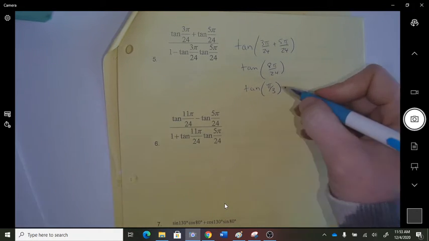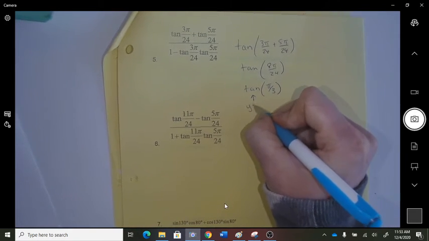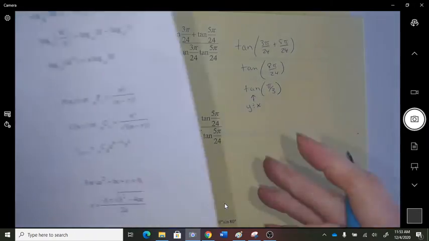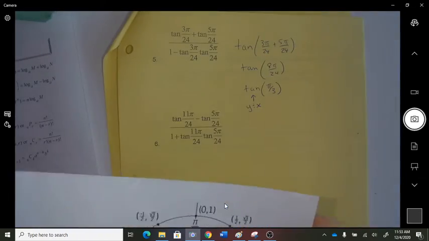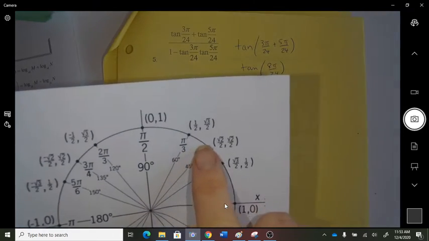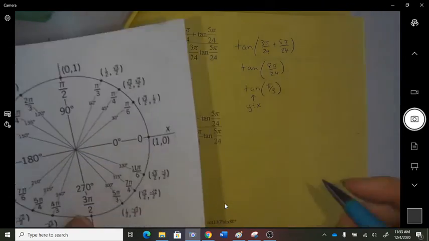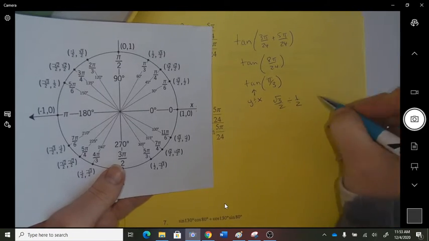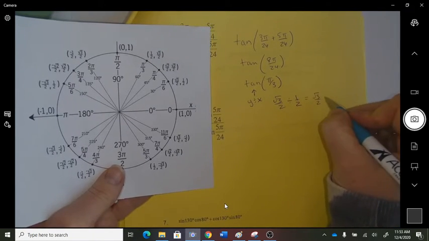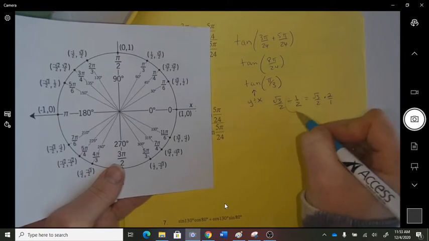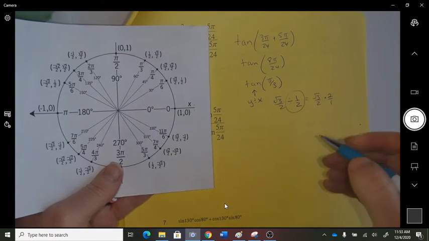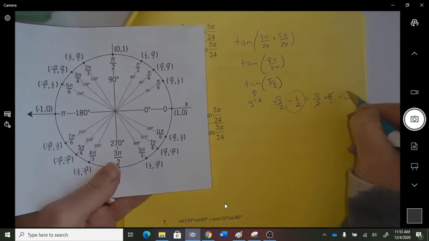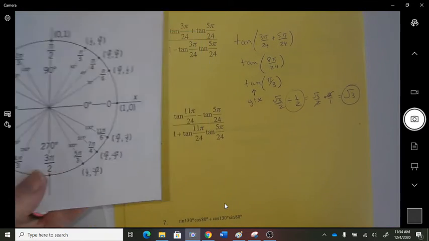And I'm going to go to pi over 3, and tan says to take the y divided by the x. So my unit circle, pi over 3, I take the y divided by the x. So root 3 over 2 divided by 1/2. And I would flip and multiply that. Those would cancel, and I end up with root 3.